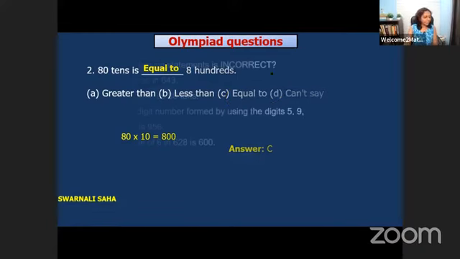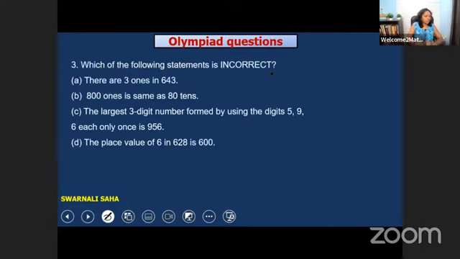So let's move on. Let's see the next one. This is question number 3. Our question is, which of the following statements is incorrect? That we have to find out. So let's see the question. You see, first one, they are saying there are 3 ones in 643. And you see, there are 3 ones. Yes, because 3 is at the ones place. That means there are 3 ones. So it's true. It's correct.